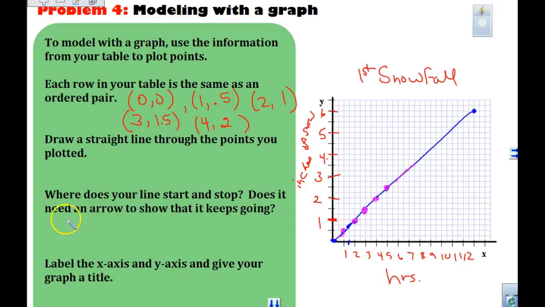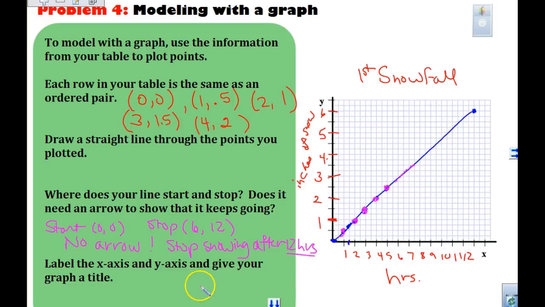So we draw this line, it says where does the line start? So we want to put our start was at 0, 0. The stop was at 6, 12. It says, does it need an arrow to show it keeps going? No arrow in this case, right? The reason it's no arrow is they say that it's supposed to stop snowing after 6 hours. After 12 hours, thank you. With 6 inches of snow.